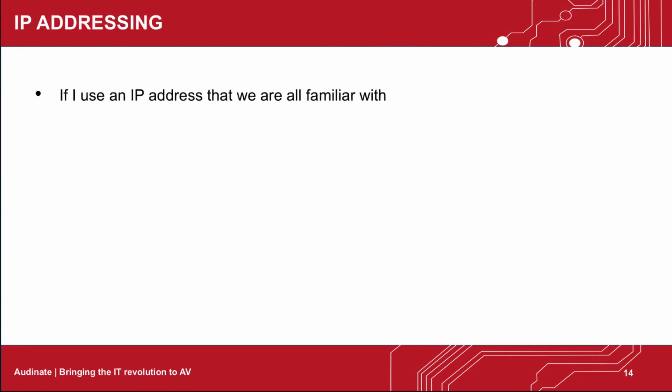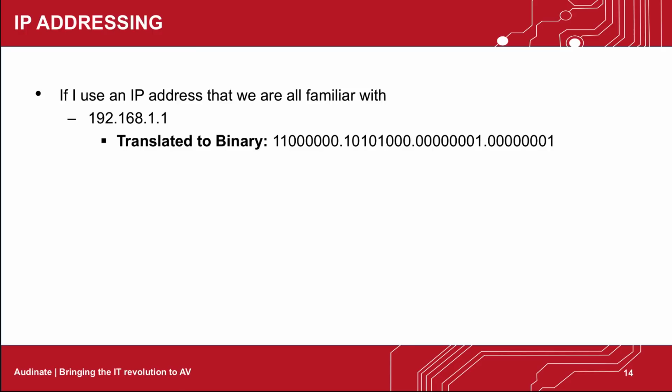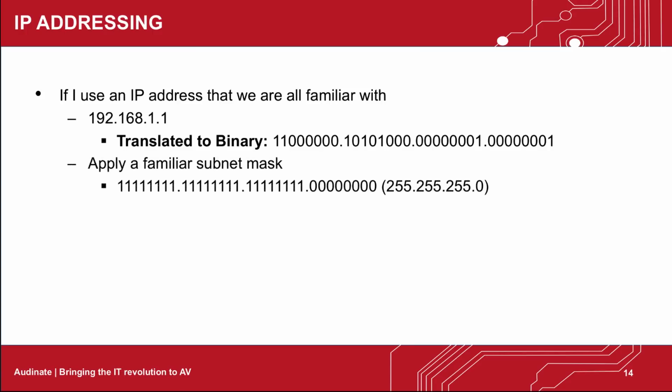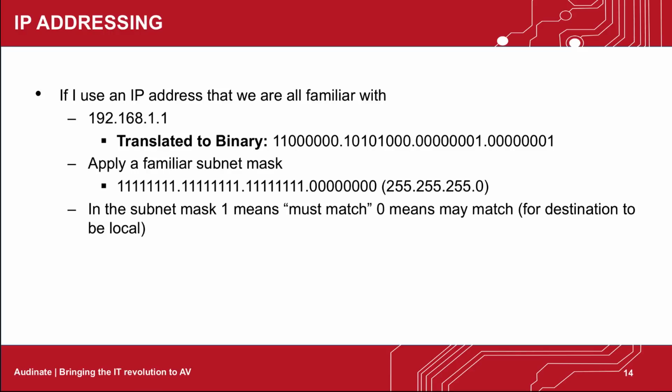Now let's look at an IP address we're all familiar with. Take 192.168.1.1. Let's translate this to binary. We get this string of binary digits. Now let's apply a familiar subnet mask. This gives us this string of digits. We can see here that this is a sequence of 24 ones followed by 8 zeros. In the subnet mask, 1 means must match and 0 means may match.